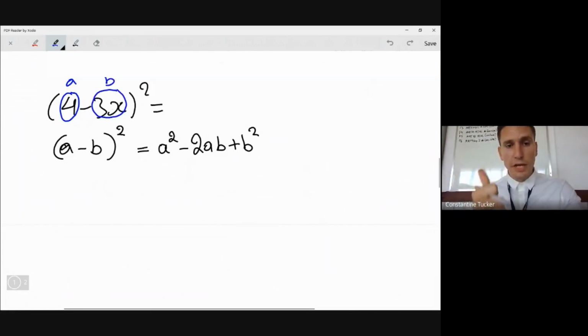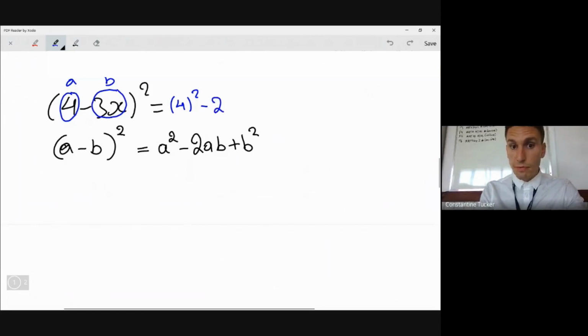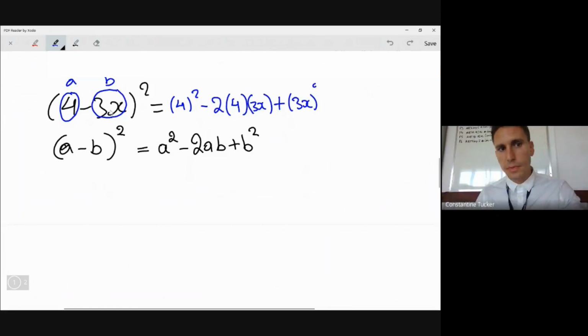So now when we have a squared, we have 4 squared. So I'll put it in brackets to emphasize that. And then we have minus 2 from the formula times a times b. So inside these brackets, I'll put my a, which is 4. And in the second pair of brackets, I'll put this b, which is 3x in this case. So that's a, that's b. And then finally, we add b squared, which in this case is going to be this entire 3x and all of that squared.